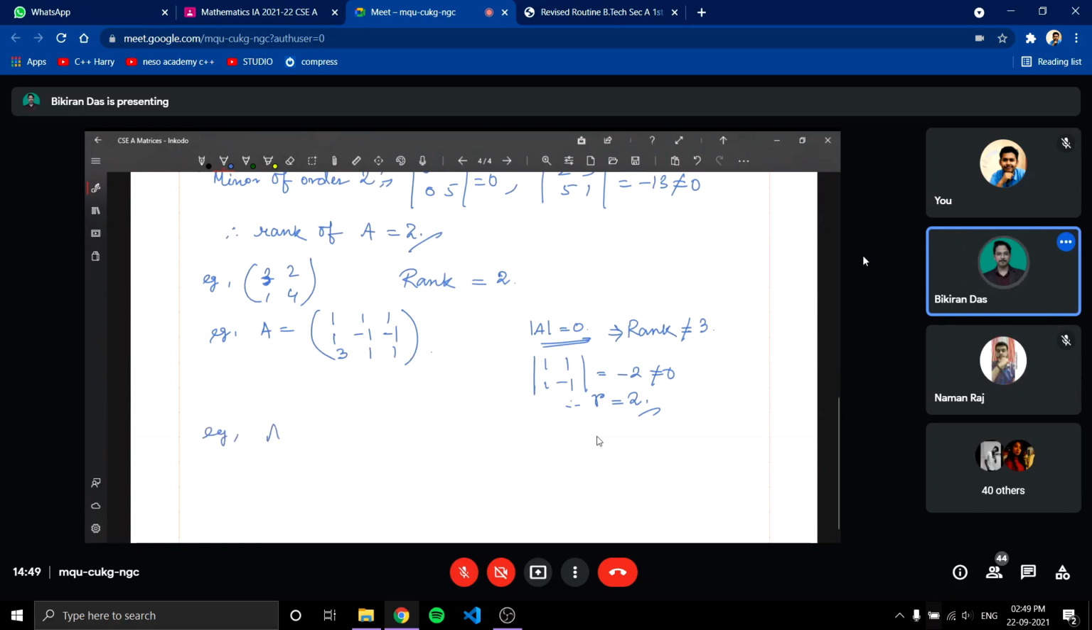What happens if we are given a matrix like this?